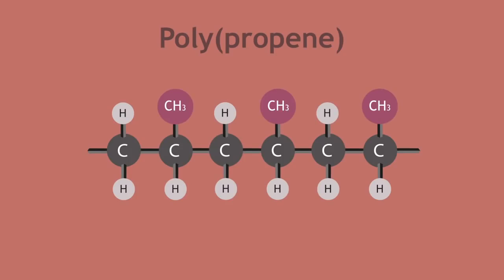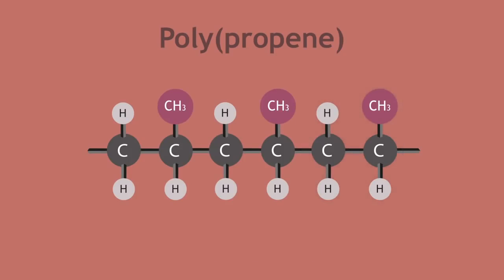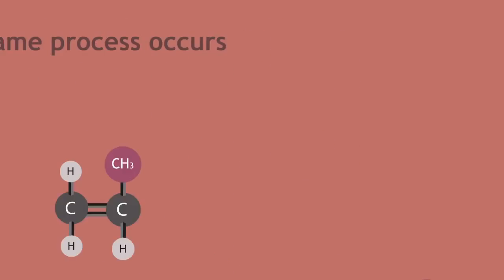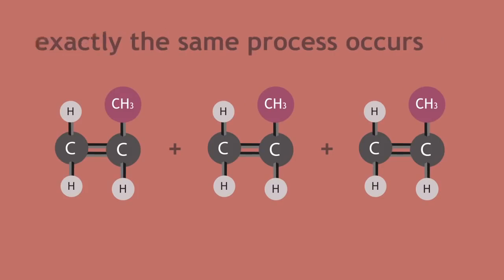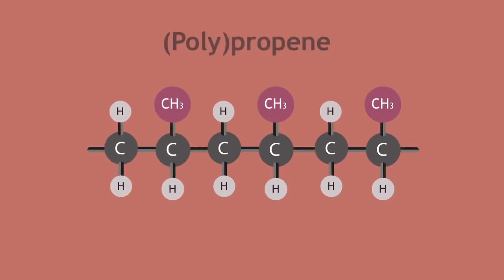Hopefully, you will have drawn propene as the monomer. Although the actual shape of this molecule looks like this, when drawing polymers, it is much better to think of the molecule in this shape. Exactly the same process occurs. The double bond breaks and the polypropene is formed. Here is the equation for this reaction.